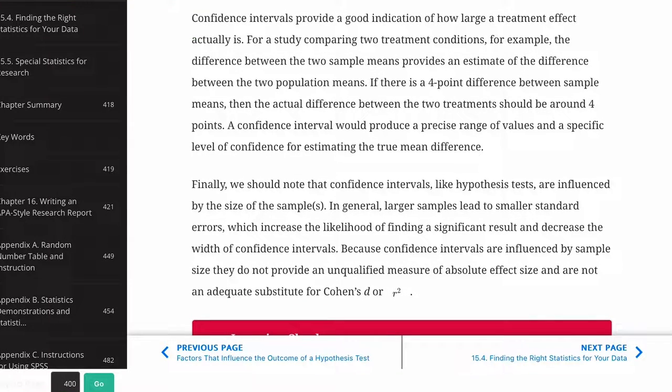So just like hypothesis tests, percentage of variance and Cohen's d is not. So those are more reliable most of the time ways of calculating an effect size. Confidence interval can be good if you want to know what the range is of values for the population, but you have to keep in mind that that is influenced by sample size.